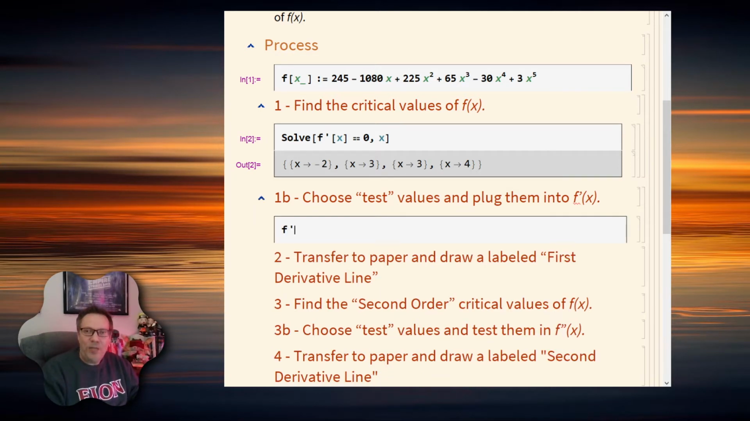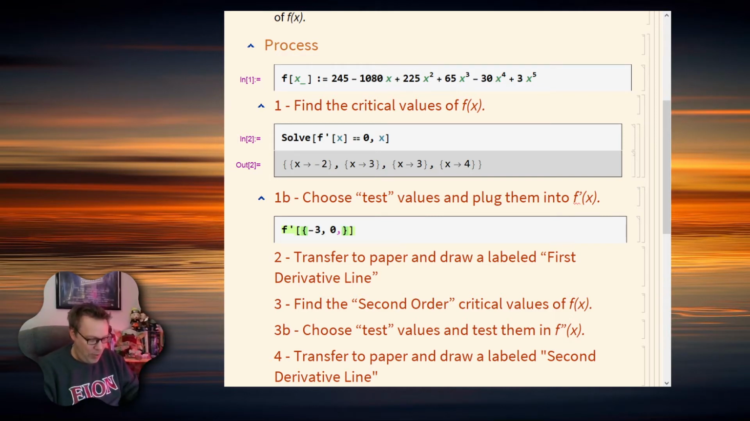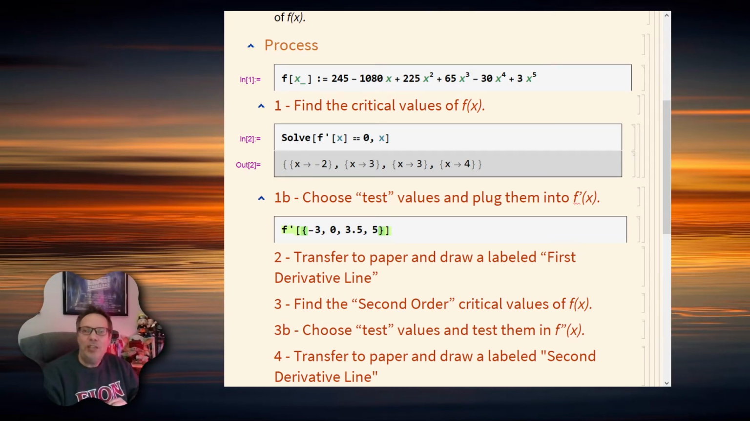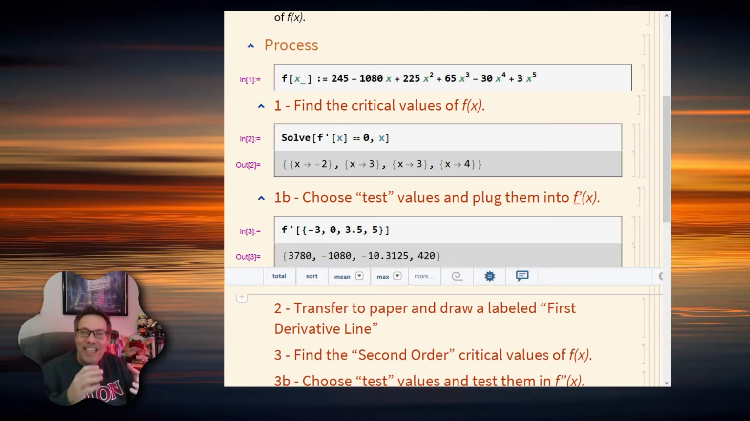So I want to do some test values, and I'm going to pick something less than -2. Let me say -3. Pick a number between -2 and 3, I'll pick 0. What about between 3 and 4? I'll pick 3.5. And then something bigger than 4, I'm just going to choose 5. So I have 4 inputs there, so I should have 4 outputs. Another shift enter gets me these numbers.